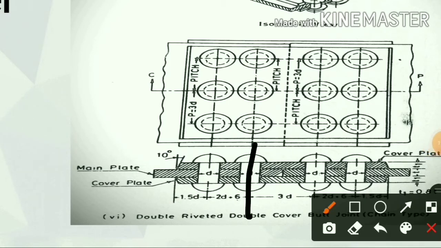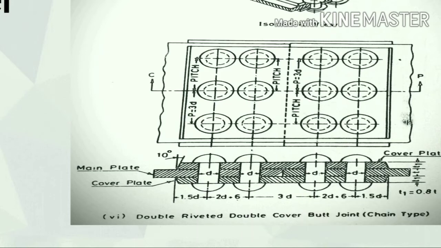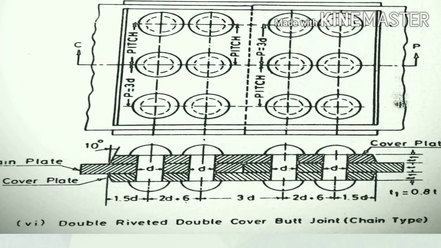One rivet to another rivet distance is 3d. Here is 2d plus 6. Here 1.5d from the edge. Similar to another side. T is the main plate thickness. T1 is the cover plate thickness and T1 is equal to 0.8t.